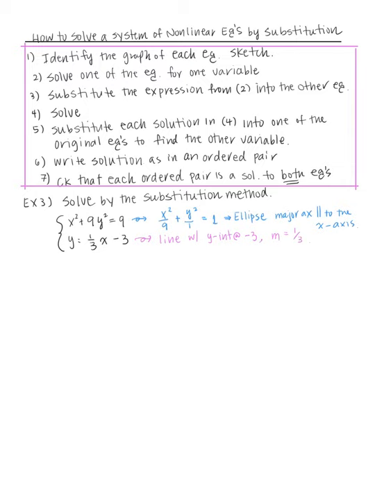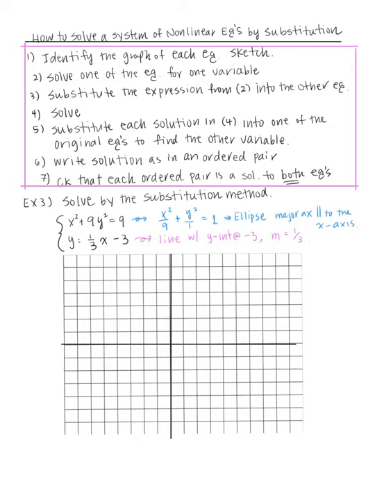All right, let's graph them. For the first equation, we know that it's going to be an ellipse, and I forgot to write that it is centered at 0, 0. The major axis is going to be parallel to the x-axis. So let me write it as center. Our center is going to be here, and then the major axis, which is the longer axis, is going to be parallel to the x-axis, in this case the x-axis itself.